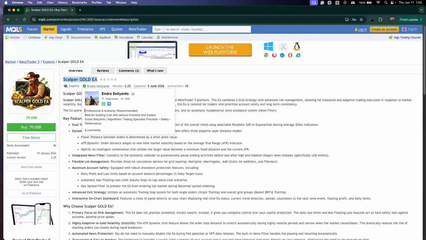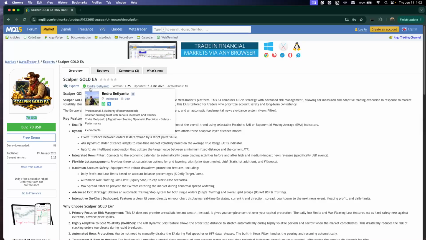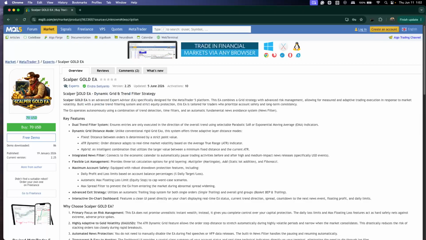According to the MQL5 page, Scalper Gold Expert Advisor focuses on quick scalps on the 1 minute time frame for gold. It uses entry signals from moving average filters and trades in both directions. It goes for just $70 US, and the developer Endra Setianto is quite active with this expert advisor, as it was just updated a few days ago on 5th June 2026, and it was published this year on 19th January 2026.